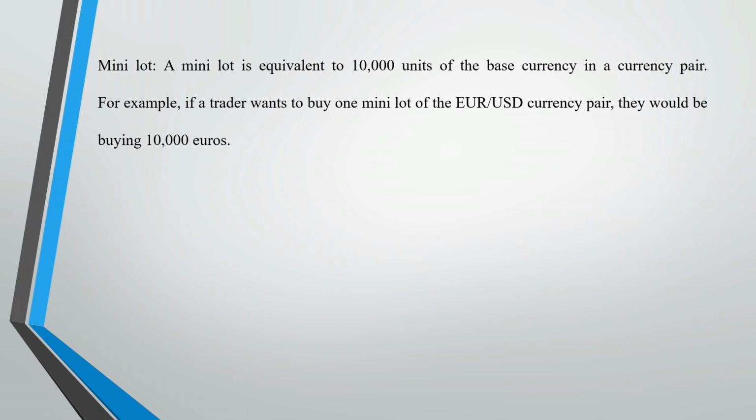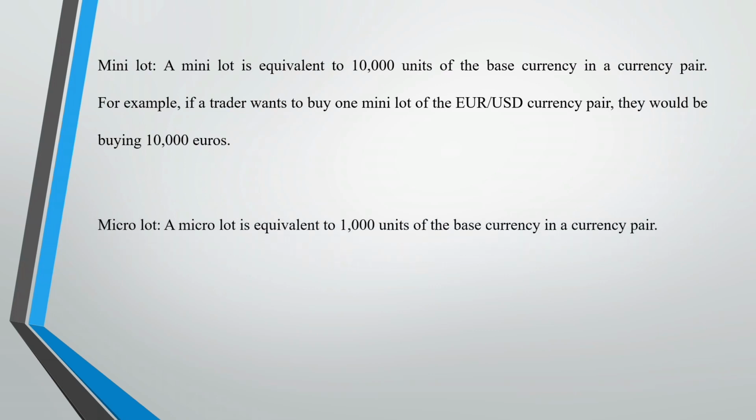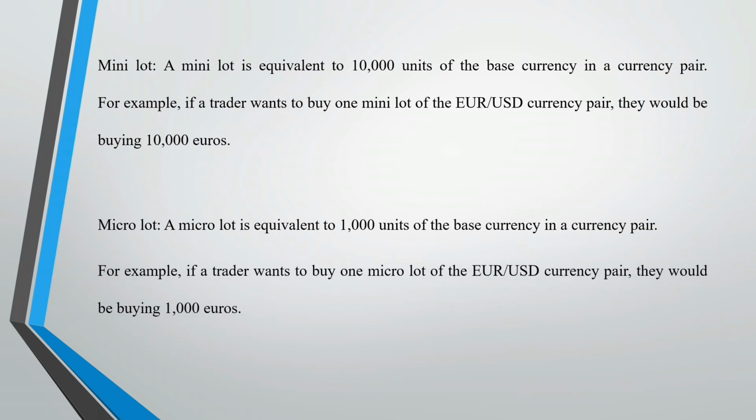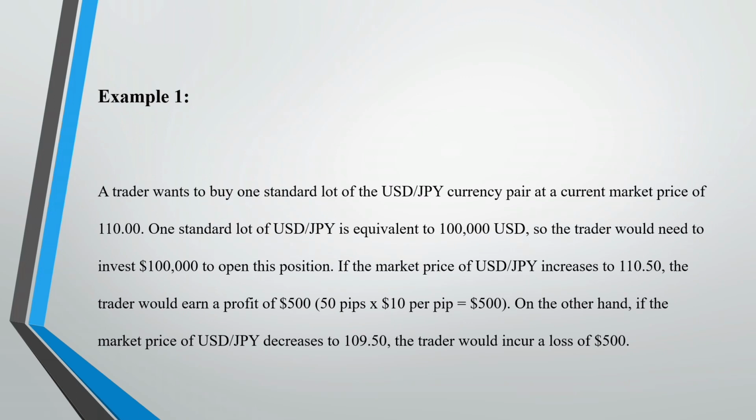For example, if a trader wants to buy 1 mini lot of the Euro-USD currency pair, they would be buying 10,000 euros. Micro lot. A micro lot is equivalent to 1,000 units of the base currency in a currency pair. For instance, if a trader wants to buy 1 micro lot of the Euro-USD currency pair, they would be buying 1,000 euros.